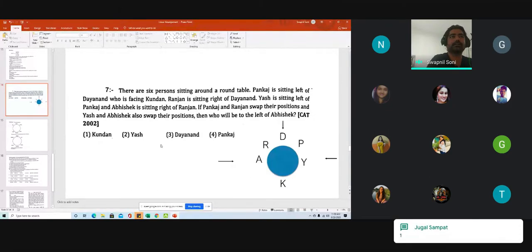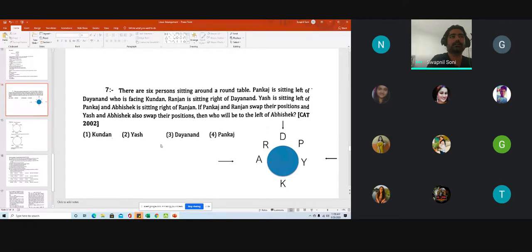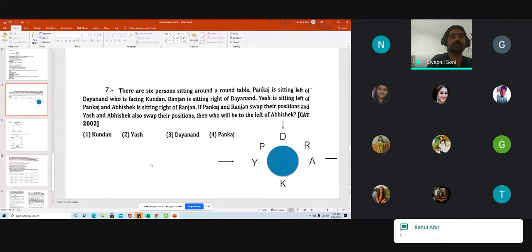Further, if Pankaj and Ranjan swap their position, Pankaj will come to Ranjan's place and Ranjan to Pankaj's. Let's say Ranjan comes here and Pankaj comes here. Okay. And Yash and Abhishek swap positions. Abhishek comes here and Yash here. Then who will be to the left of Abhishek? Kundan.